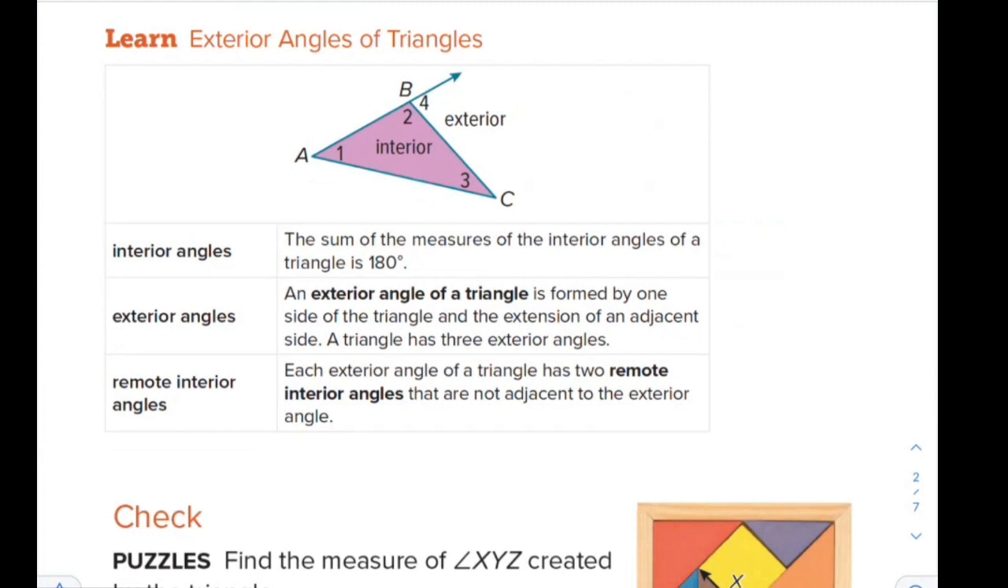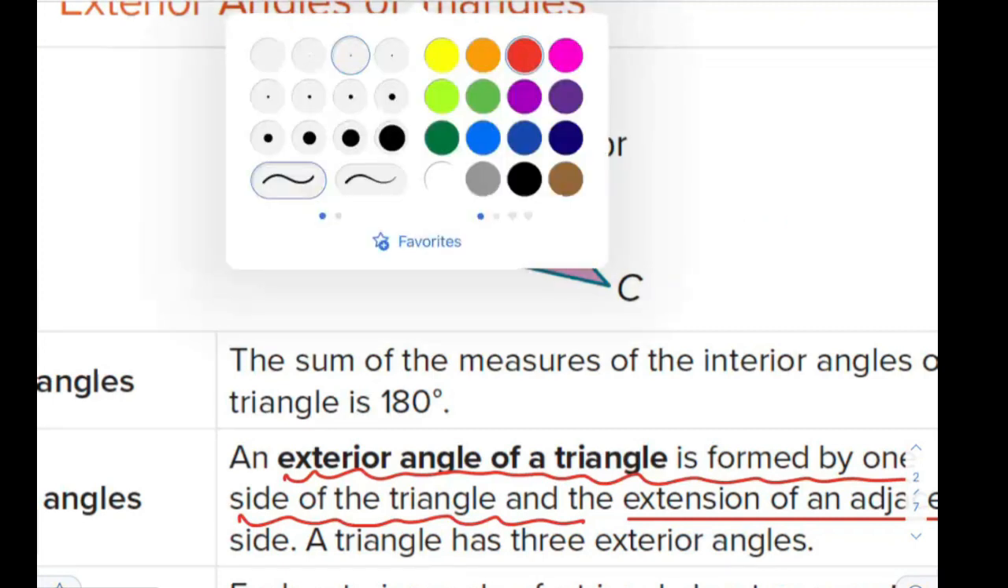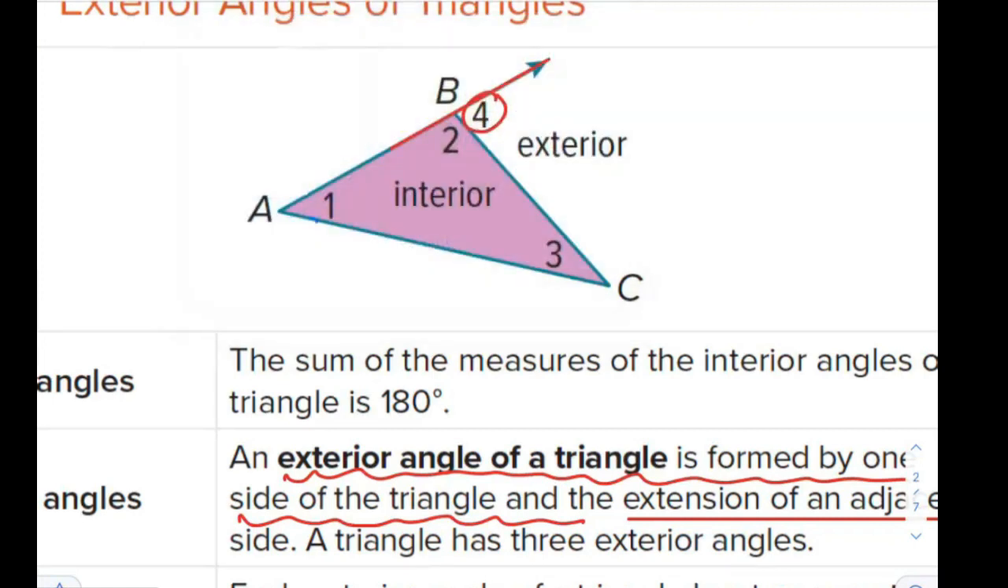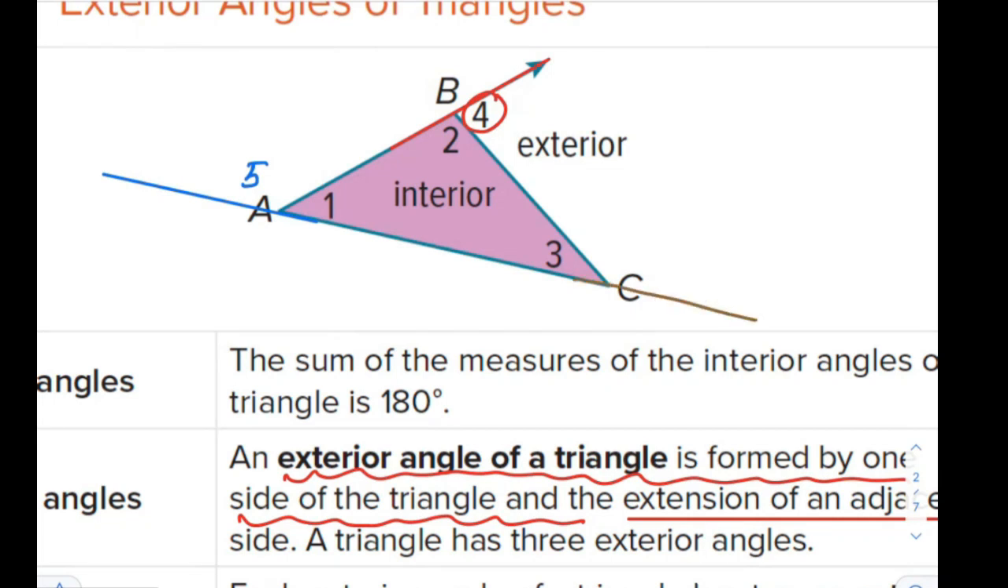Now, for the interior angle, we are done. The exterior angle of a triangle is formed by one side of the triangle and the extension of the adjacent side. If you extend, as you see here, he is extending this side. So angle 4 is exterior. We can find three exterior angles. If you extend this side, we have, for example, angle 5. We can extend this one, this side, near angle 3, and we can have here angle 6.